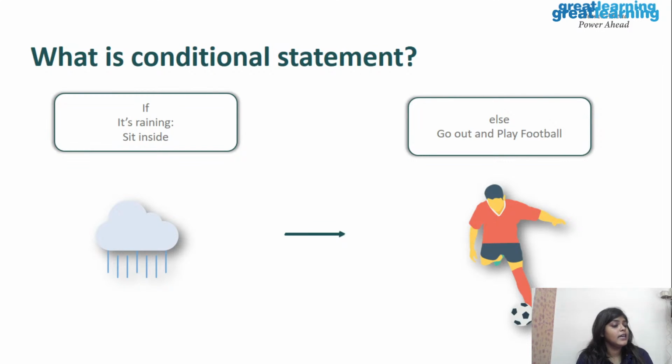Okay. Suppose for the conditional statement, you need to take a decision. If it's raining, then I will sit inside. If it's actually not raining, then I will go out and play football, right? So this is where your if statement comes into the picture, and if else is known as conditional statement. So if you go for an interview in Python, do not say if and else is a loop. It's not a loop, it's a conditional statement, right?